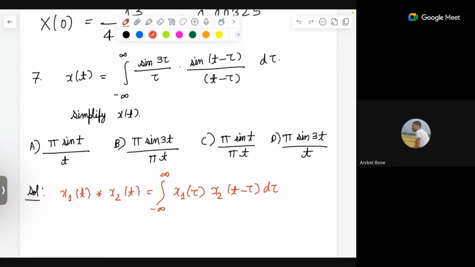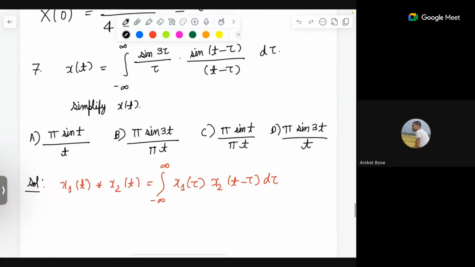x1(t) will be a sinc function and x2(t) will also be a sinc function. Yes. So x(t) in the question is actually equal to sin(3t)/t convolved with sin(t)/t. Is everyone able to see this? Yes, ma'am. Jay, Sonali, Swastika, Aniket, are you able to see this? Yes, ma'am.